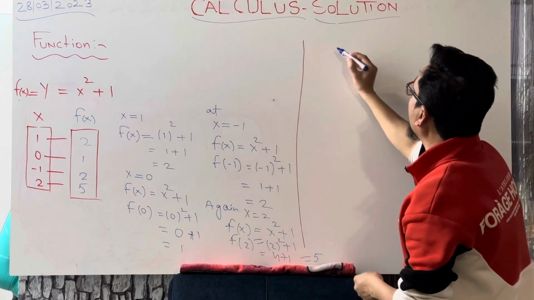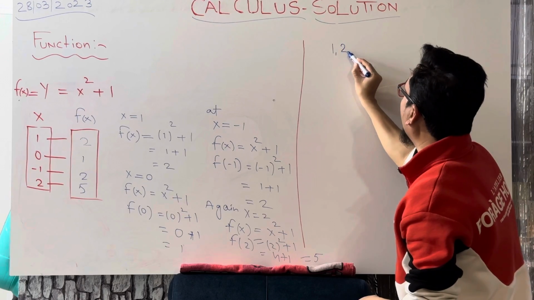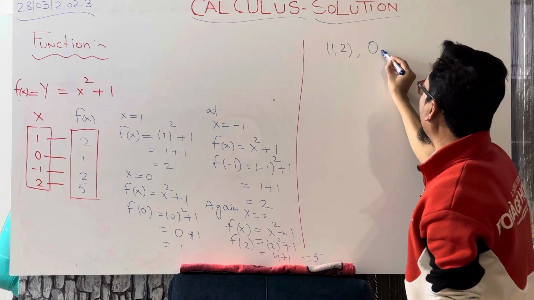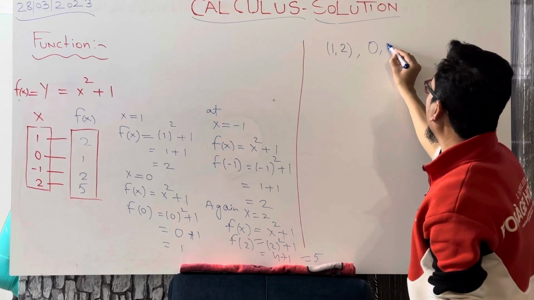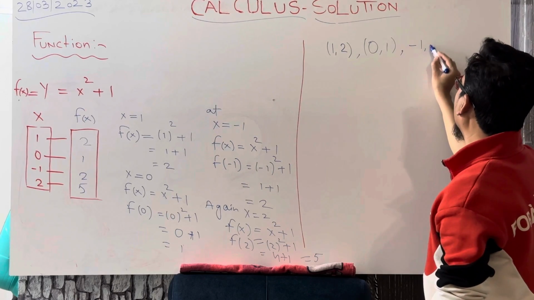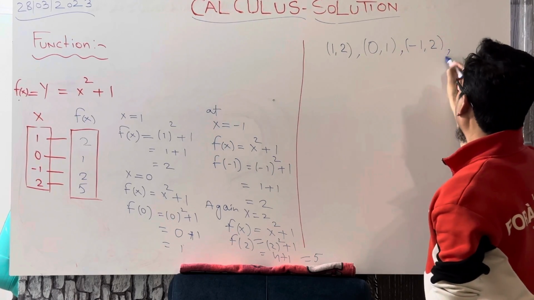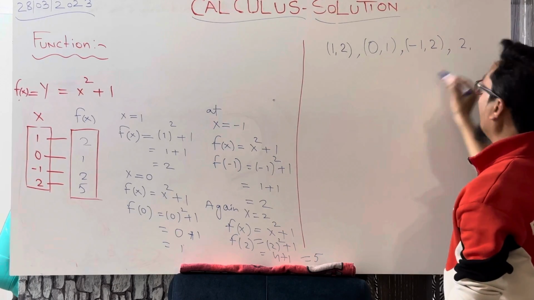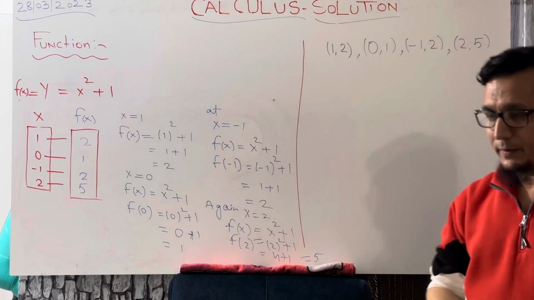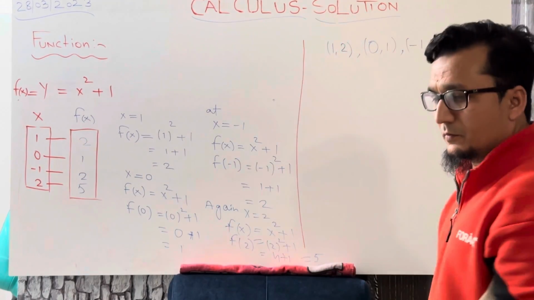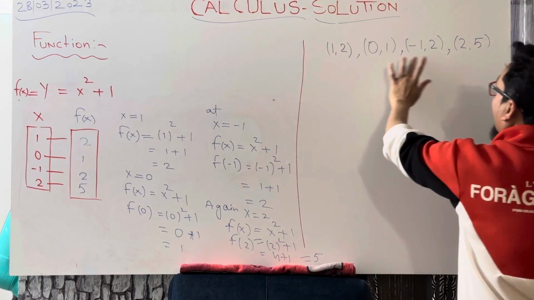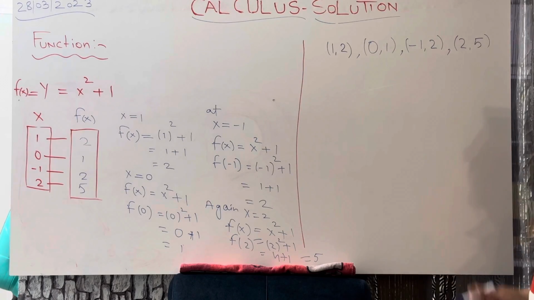What is the first ordered pair? 1, 2. Then 0, 1. Then minus 1, 2. And when x is equal to 2, y is equal to 5. Okay, so these are 4 ordered pairs. In the same way, you can find a lot of ordered pairs, it doesn't matter.